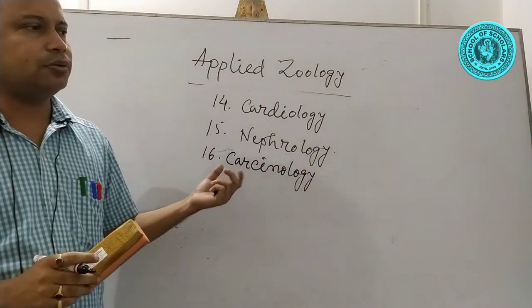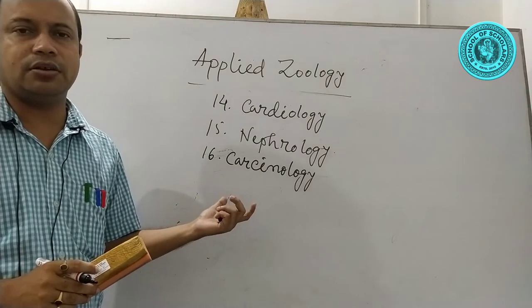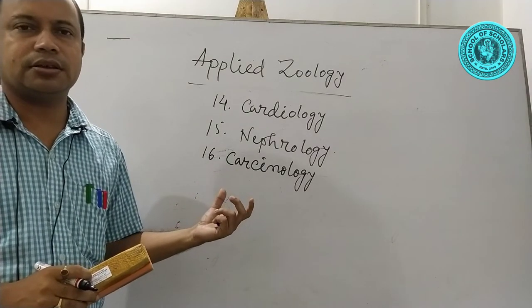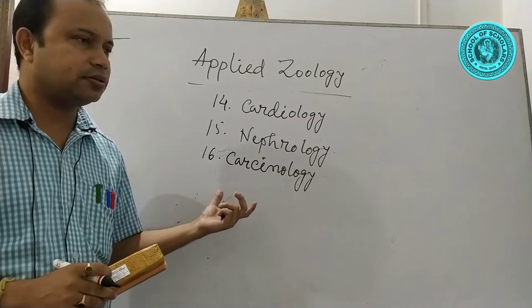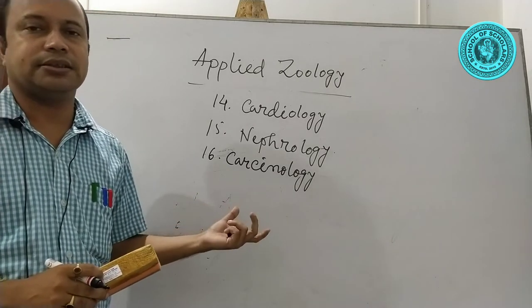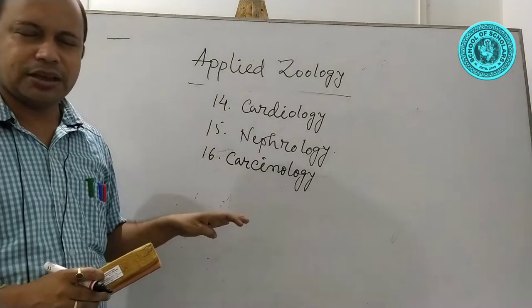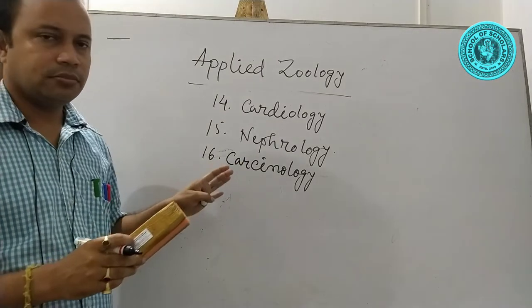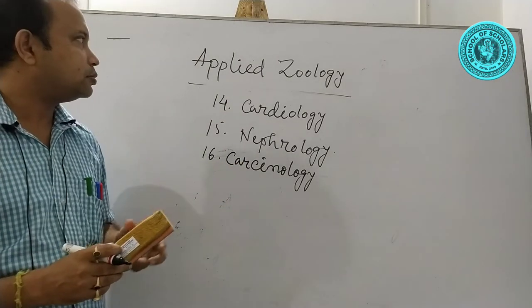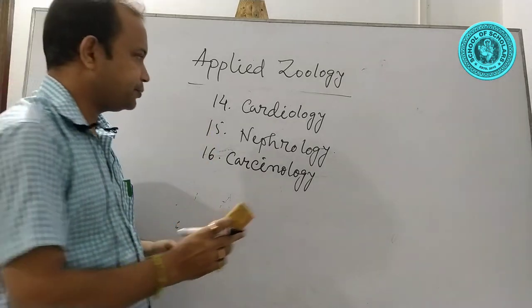If you see carcinology, carcinology is a branch which deals with the study of carcinogenic agents and their effects which lead to cause cancer. All these are branches of applied zoology. There are lots of branches in applied zoology.